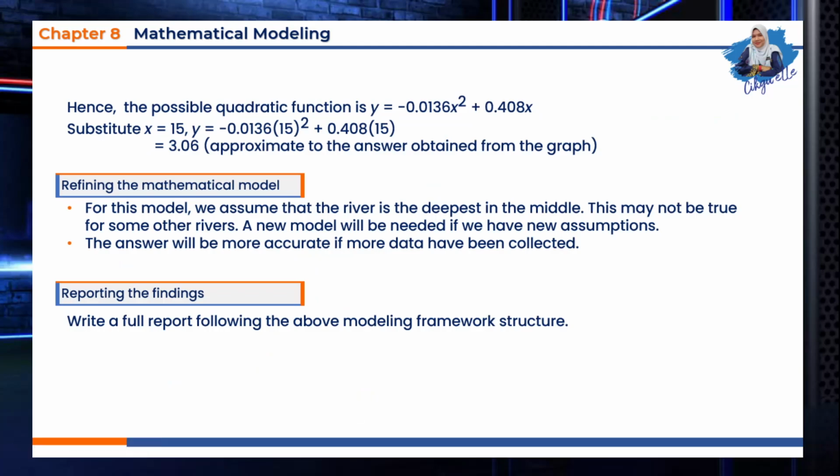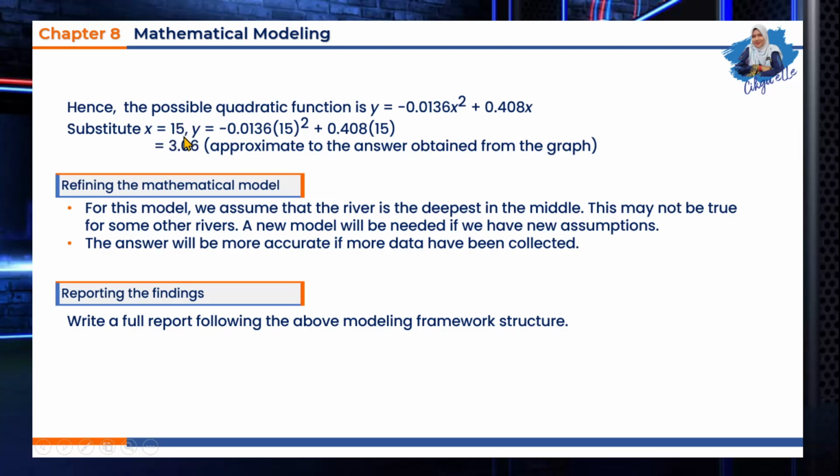All right, hence the possible quadratic function. Here we state as possible. The possible quadratic function is y equals negative 0.136x squared plus 0. This one is value a, this one is value b, and value c is 0. So here, no y-intercept. The value of the y-intercept is 0. And then we substitute x equals 15.